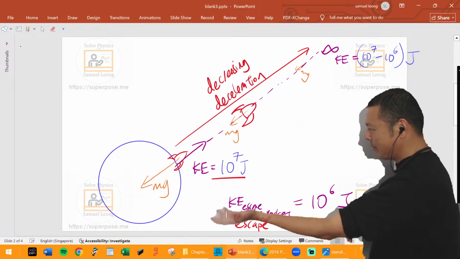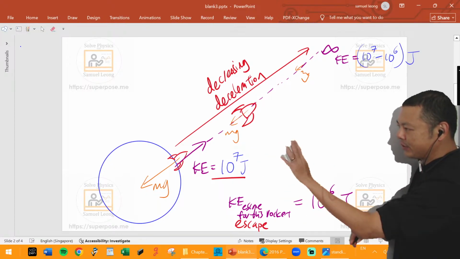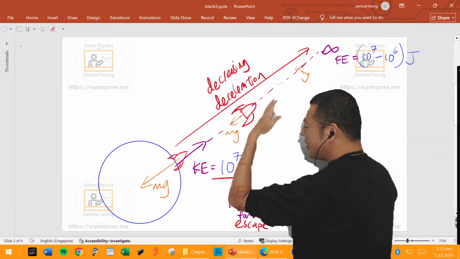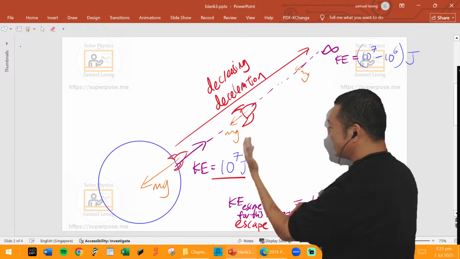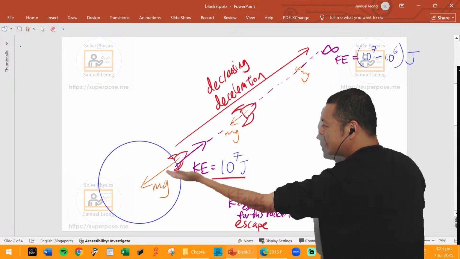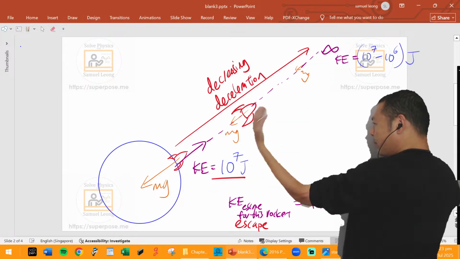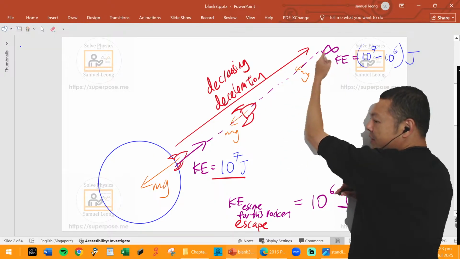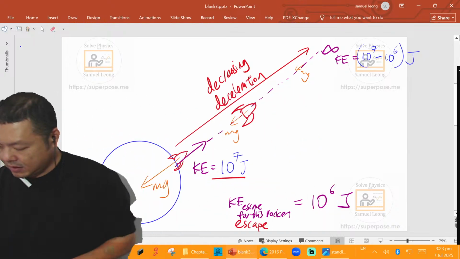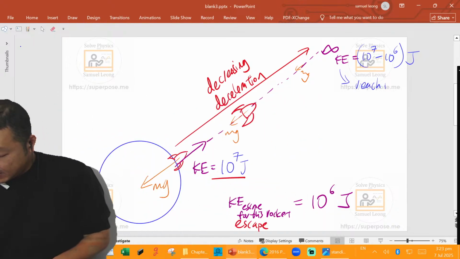I just chose some random numbers, okay? Maybe I shouldn't have chosen that. Maybe I should have chosen like maybe 20 to the power 6 or something like that. But whatever it is, that means I'm giving more energy to this rocket than what it needs to escape the planet. So it will fly, but will it also experience decreasing deceleration? It will also, but it's just that it will reach infinity with a finite speed.